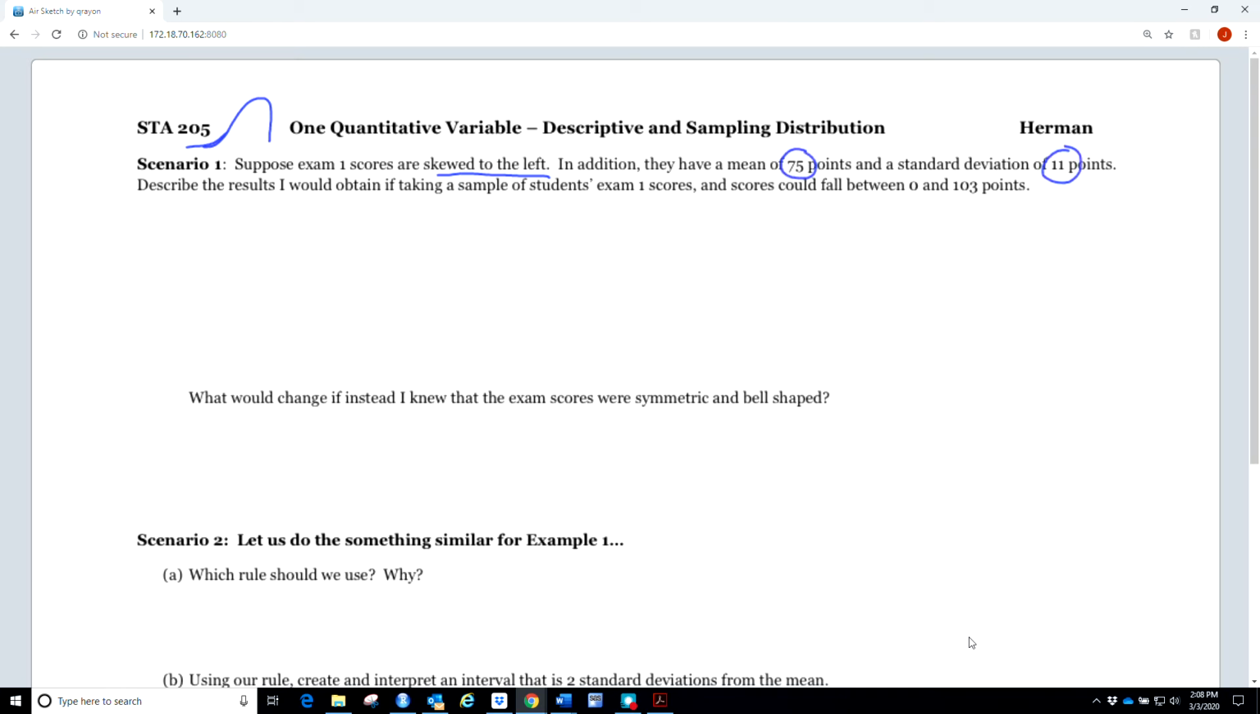We're going to describe the results that I would obtain if I take a sample of students' exam 1 scores. It also says to note that the score should be between 0 and 103 points. Well, first, let's discuss which rule is appropriate. Should we be using the normal curve rule, the empirical rule, or Chebyshev's rule? Because it told us that the data set is skewed left, we know it's not symmetric, so the normal curve rule will not apply. So for that reason, we are going to have to use Chebyshev's rule.